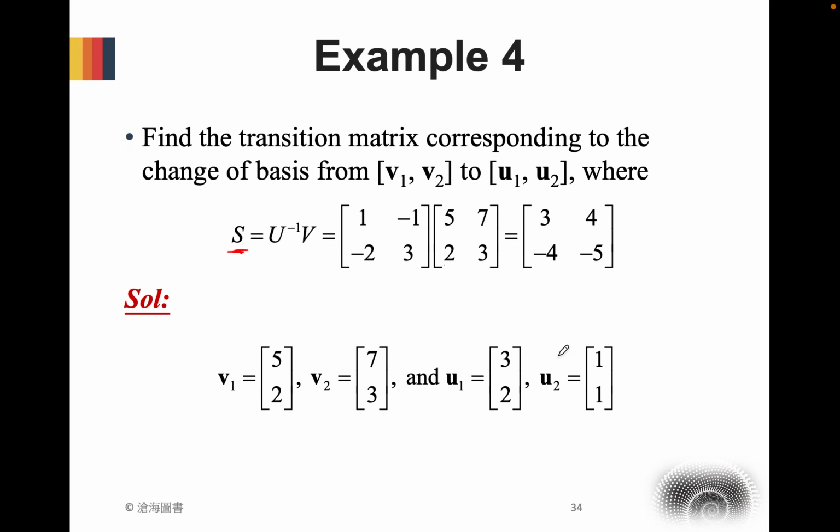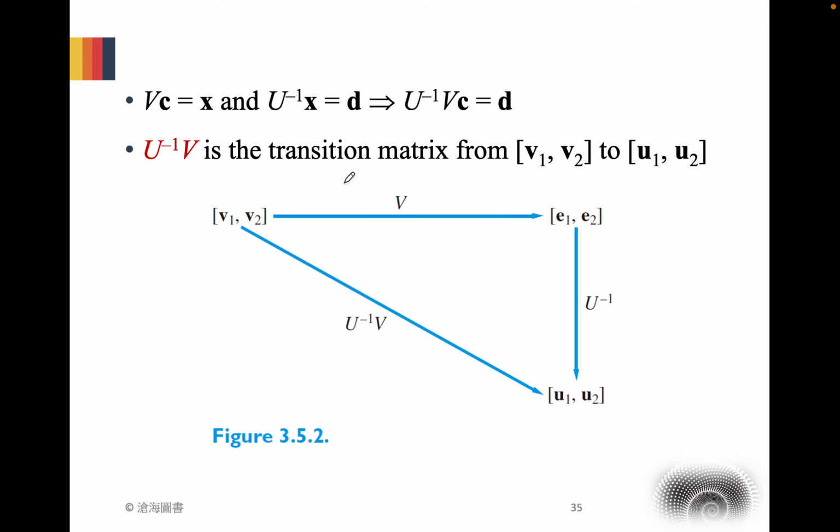So basically, it just tells us that V1 and V2 are these two, and according to this matrix U inverse, we can calculate the original U1 and U2. That is looking like 3, 2, and 1, 1.